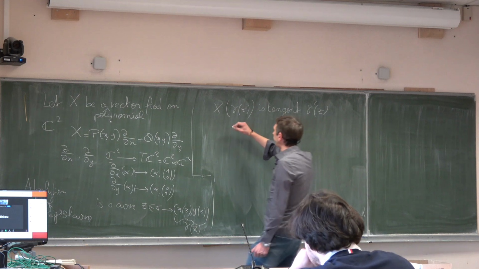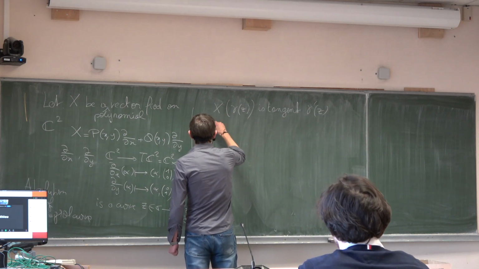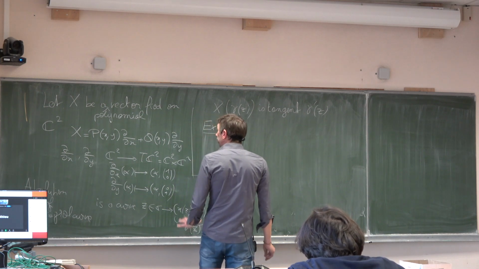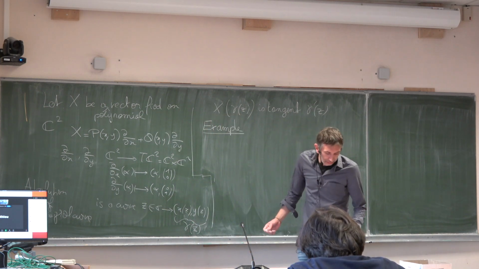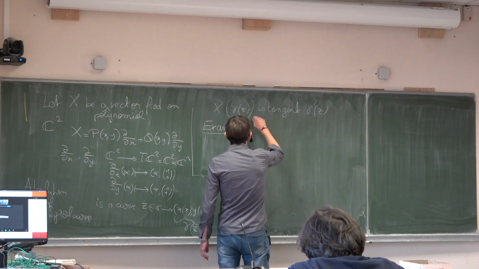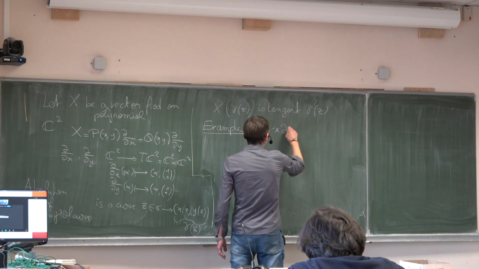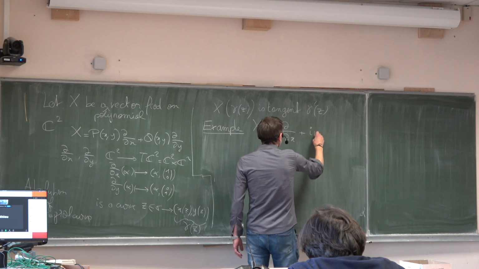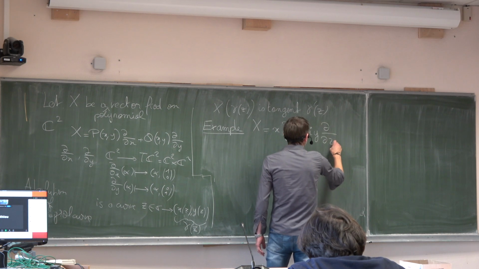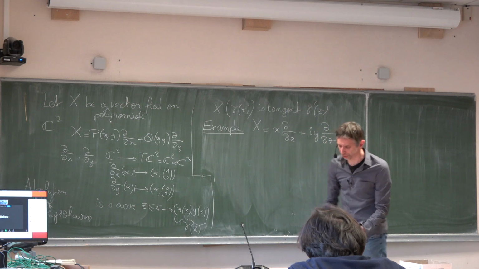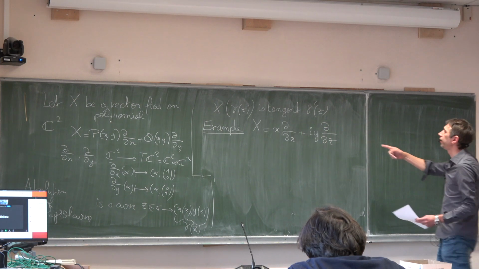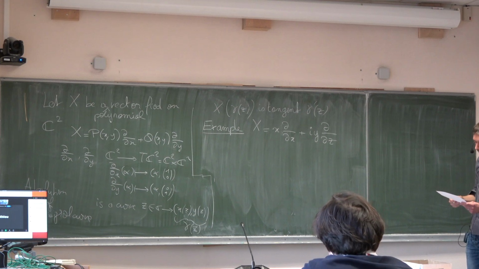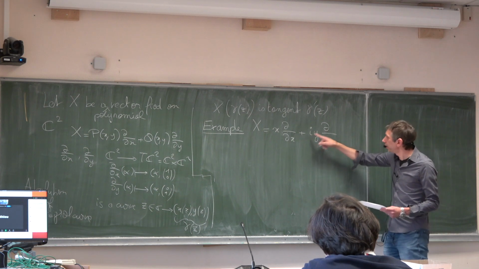Okay, so let me give you the first example. I'm going to start with a very simple vector field. It's the first example. So I look at this, sorry, x d/dx plus i y d/dy. So this is a linear vector field. I'm going to make the whole computation for you. Linear meaning that there is just x and y and no power of x and y bigger than 1. And i here is the complex number.